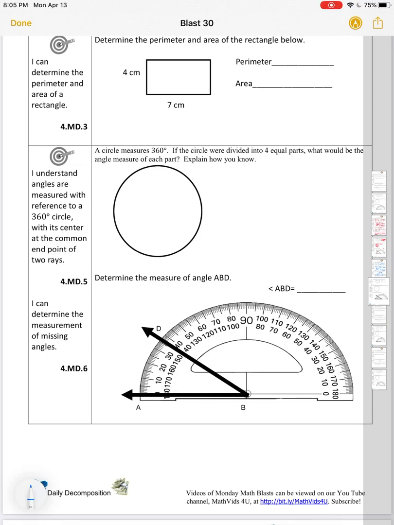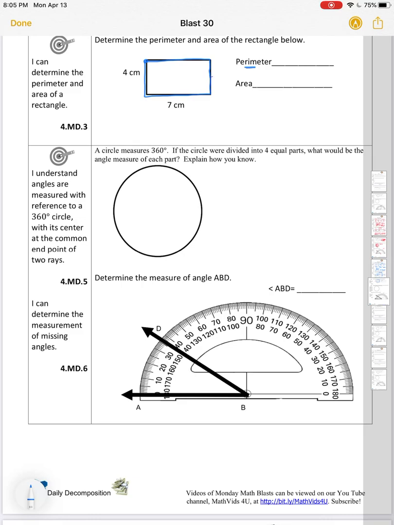Determine the perimeter and area of the rectangle below. Well, the perimeter, there's this key word in perimeter, and I'm going to underline it there, rim. The perimeter is the distance around the figure. I'm going to start at one point, and I'm going to walk my way all the way around the rim of the figure, adding up all of those sides.